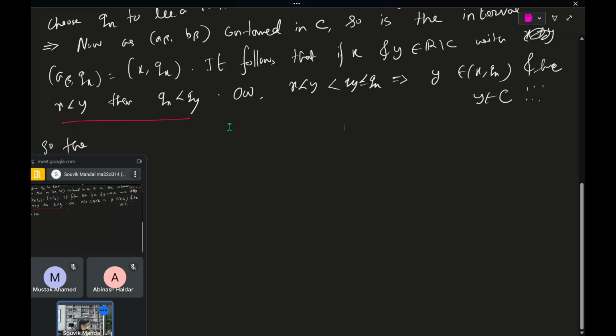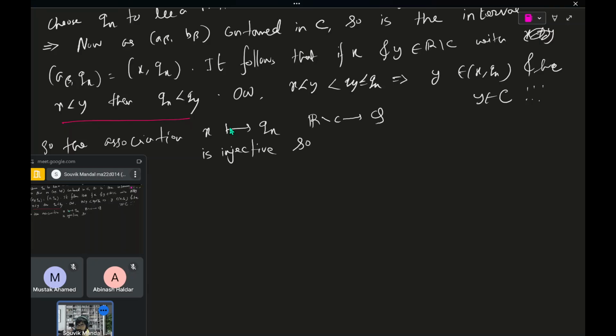Therefore the association x goes to q_x, from R minus C to Q, is injective. So R minus C is countable. This is one thing. Now the next step.